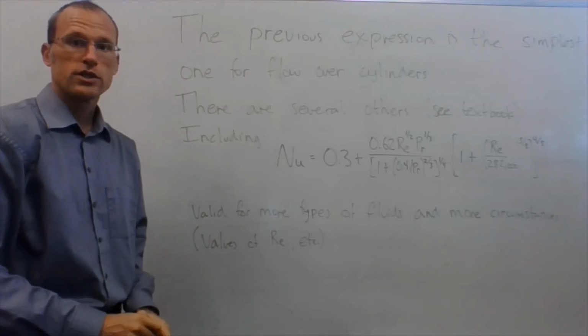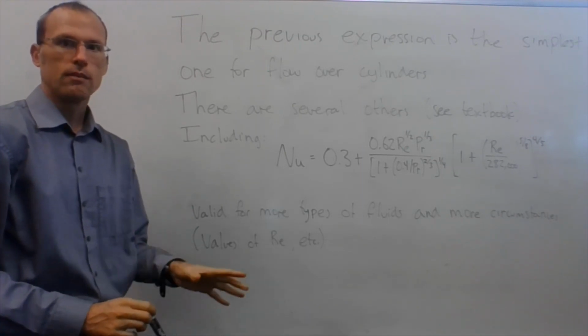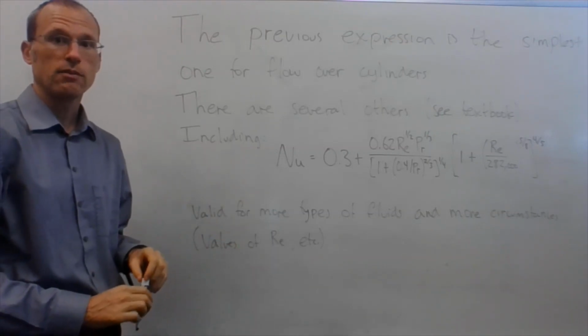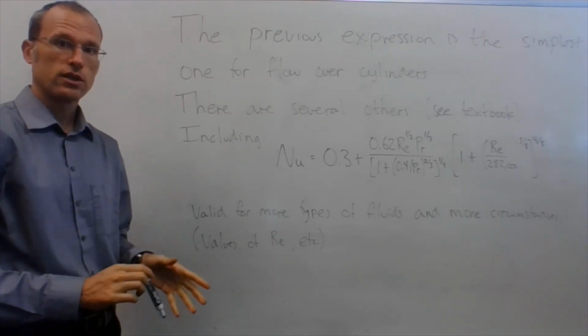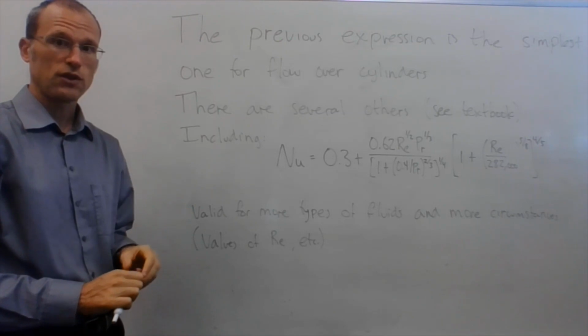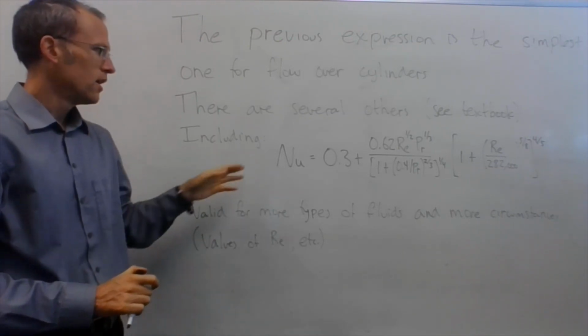That previous expression we just saw is the simplest expression for flow over a cylinder. I may not have been clear earlier, but that expression and those values for C and m are purely for the cylinder case. We'll get to the sphere later. For a cylinder, we have those values. We'll also have other expressions, so the textbook has a few other ones. The most notable is this one here. It's a lot more complicated.